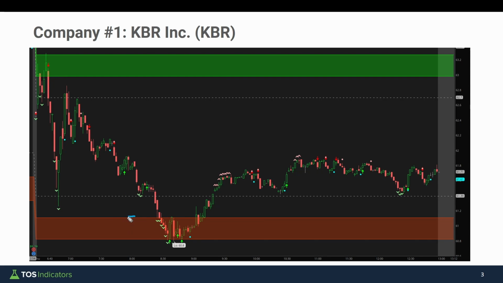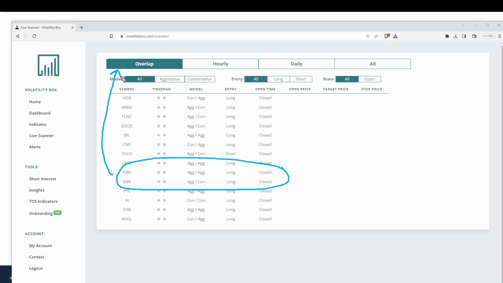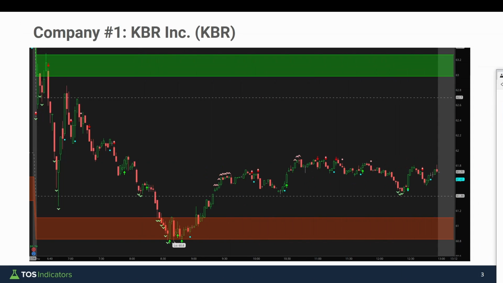That sell-off took us all the way into our Volatility Box models, and that's where KBR hit our live scanner, right here. Now, KBR was one of the few stocks which also appeared on the Overlap tab. Gives you additional confidence. The Overlap tab is essentially the best of the best. It finds you places where you have hourly volatility breaches with our daily volatility breach. And on that list, we had KBR Inc. giving us a long opportunity.